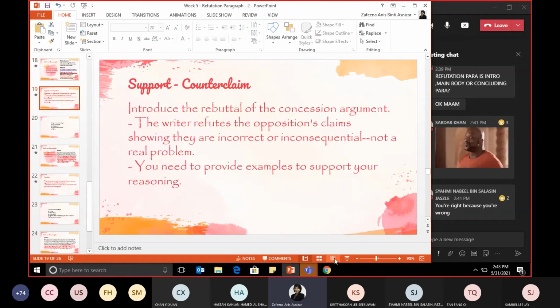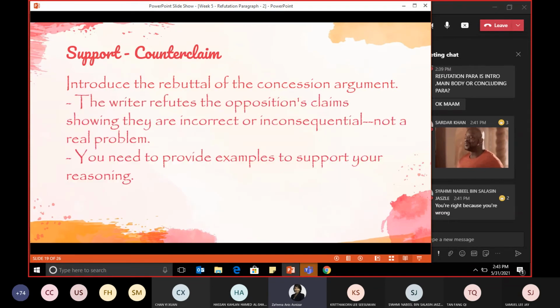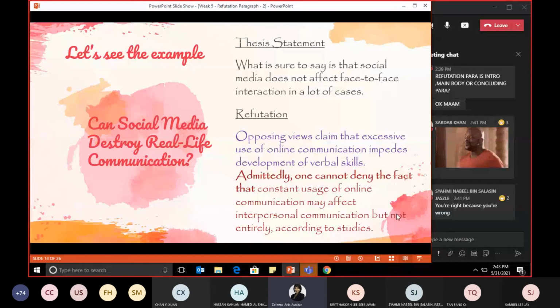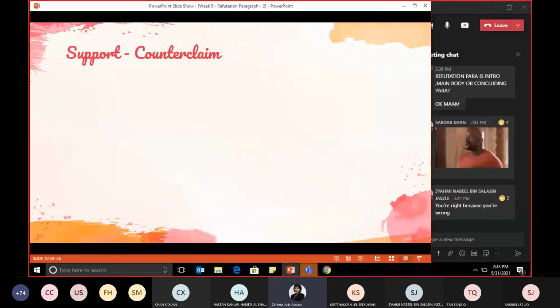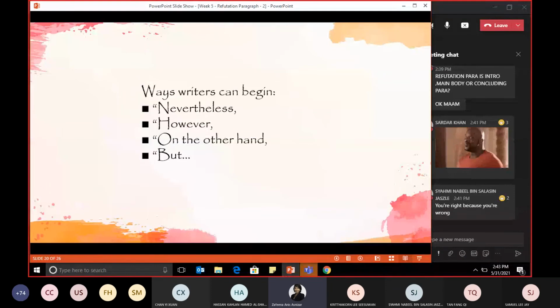And then the counterclaim. How do you counter? How do you support your point? You must introduce the rebuttal of the consensus argument, showing they are incorrect. Now your role is to show that the information you praised earlier is still incorrect and inconsequential. You need to provide examples to support your reasoning. Look at this sentence, "but not entirely, according to studies." State which studies you are referring to, so that your information is supported by studies. Provide examples. You can use words like however, on the other hand, or but to help you.